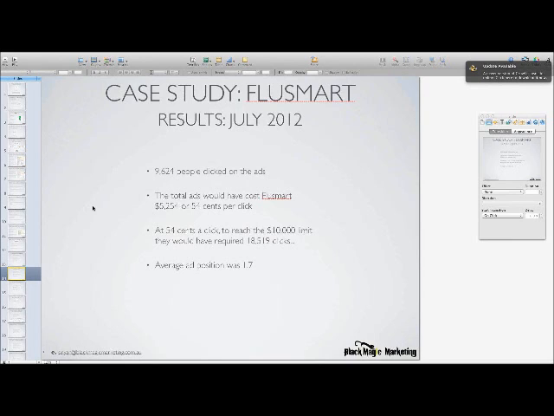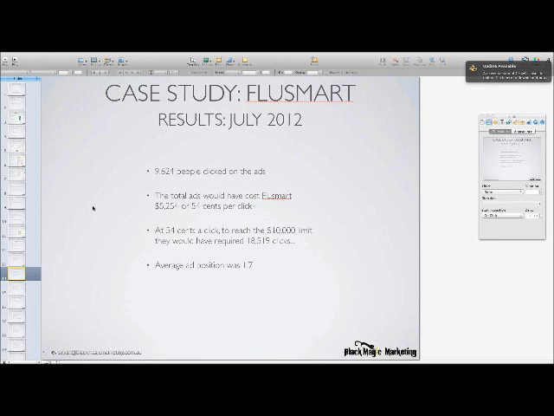And if they were to hit that $10,000 limit at 54 cents a click, they would have had to get 18,519 clicks, which is a significant amount of search volume. And because we only targeted Australia, this is not global, the search volume for the main flu terms didn't add up to 18,519. So that was actually a figure that they could not reach because the search volume just doesn't exist.